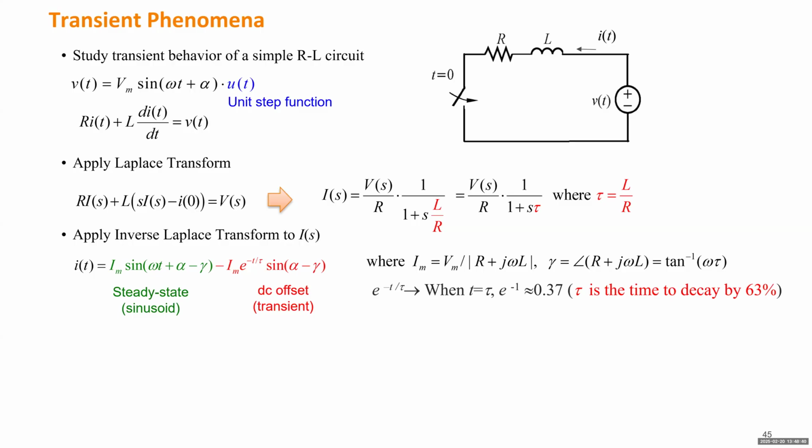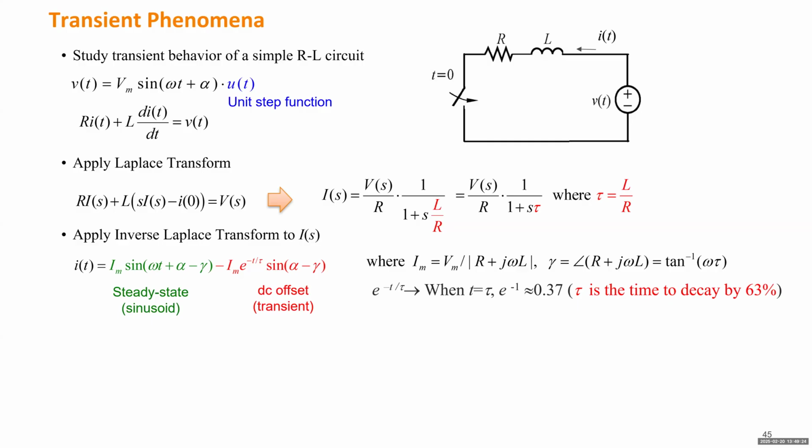Which means this one decreases to 37% after time tau. That's what it means. So if tau is 1 second, this one will decay to 37% after 1 second. If tau is 1 cycle, it will take 1 cycle to decay to that value. So tau is the time to decay by 63%. 60% is more than 50%, right? It's a majority part. So roughly speaking, tau is the time taken to decay the majority of the dynamic.